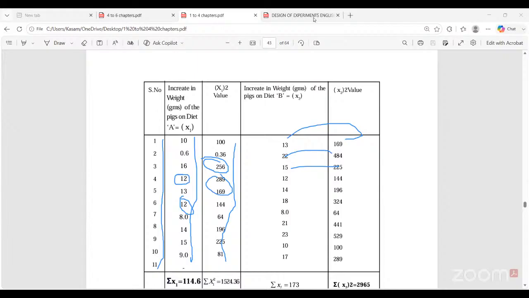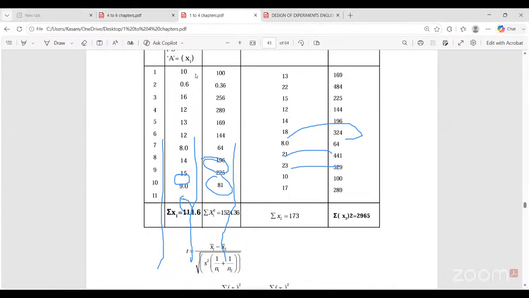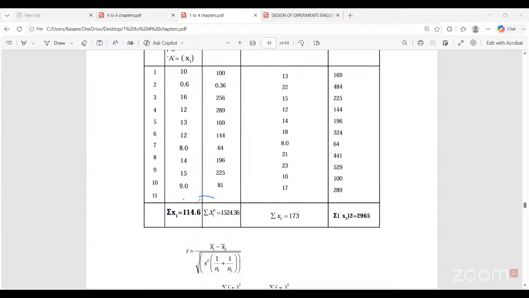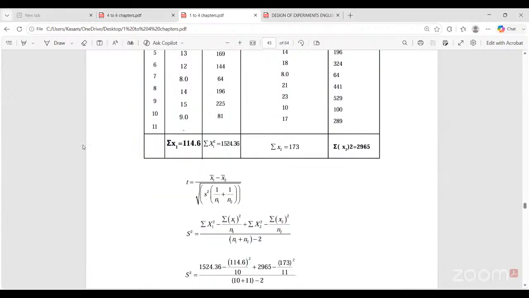Just a minute. The total: summation of x1 squared is 1524, summation of x2 squared is 29.6.5. This is 173. This is 114.6. See here what I am doing. Summation of x1 minus x2. Here you go. What is x1? What is the summation of x squared?